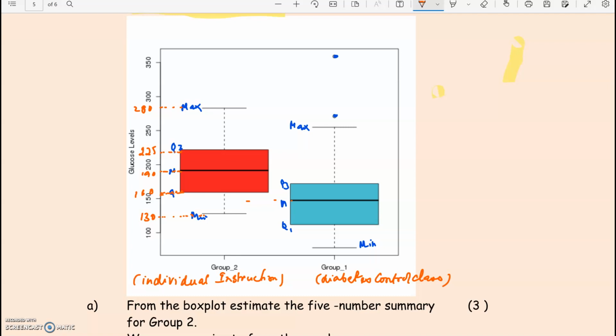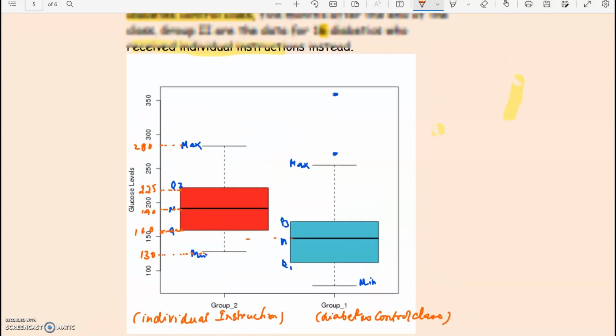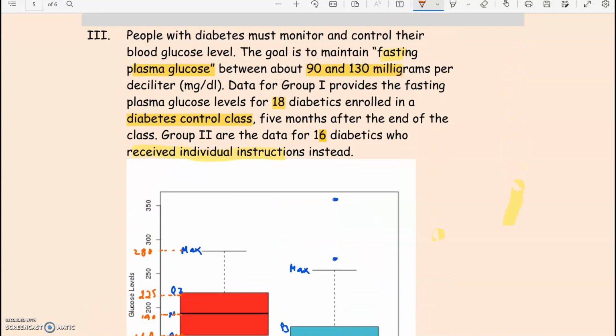So here's another problem where we're going to compare box plots to make a certain conclusion. So let's read the question. Just take a minute, pause the video and read the question. But I'll just give you a quick overview.